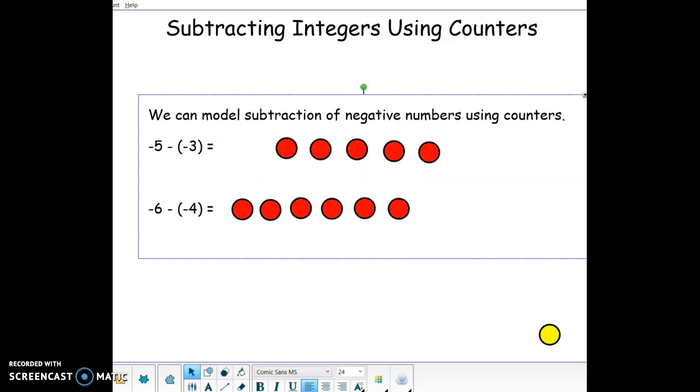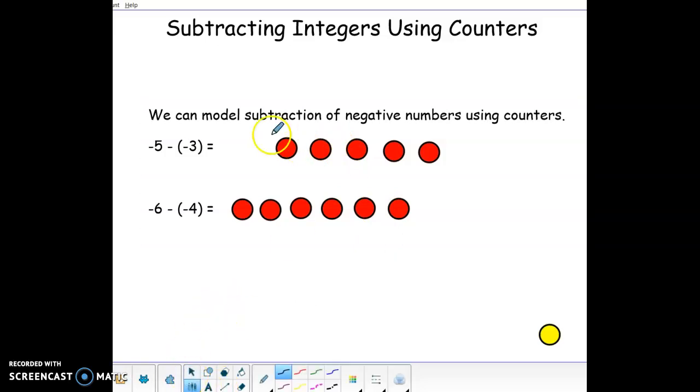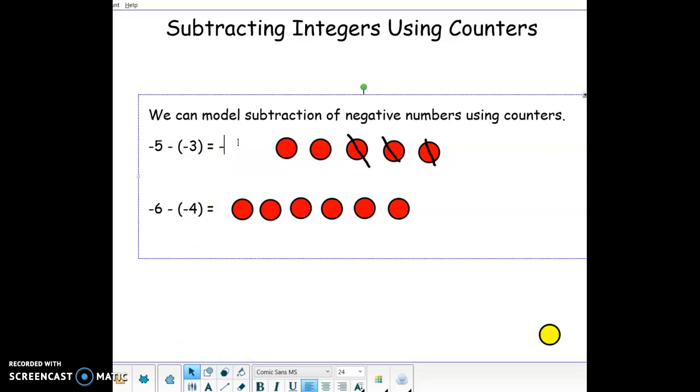You can also model subtraction of negative numbers using counters. Here's my example: negative 5 minus a negative 3. I have negative 5, and all I'm doing is taking things away. If I'm taking away negative 3, I'm just going to cross off 3 negatives here. Negative 5 minus a negative 3 is whatever I have left. I have negative 2 counters left. So we would say that negative 5 minus a negative 3 equals negative 2.